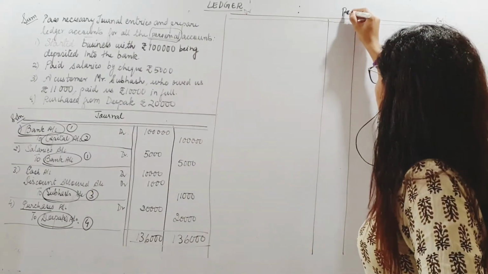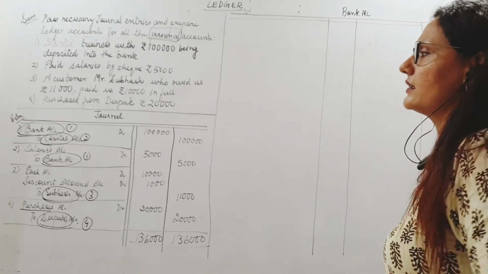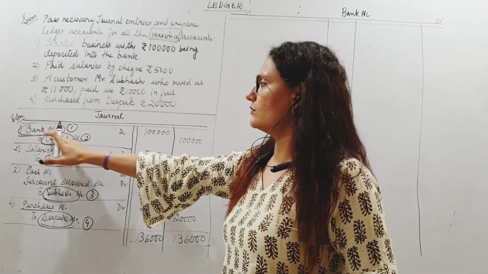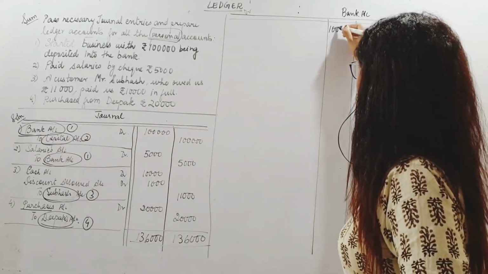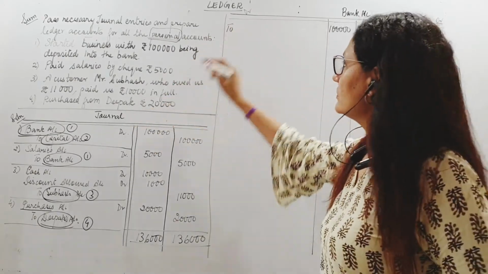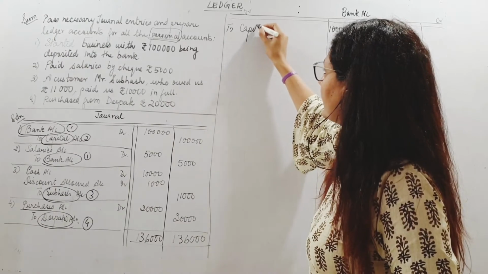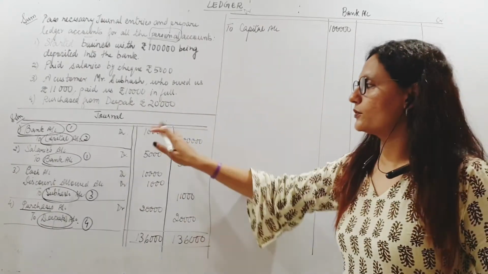So here, first we open the bank account. We are debiting bank account here with 1 lakh. So we will debit bank with 1 lakh here. Okay, which is the corresponding credit account? It is capital. So I will write here to capital account. Correct? So this posting is done.